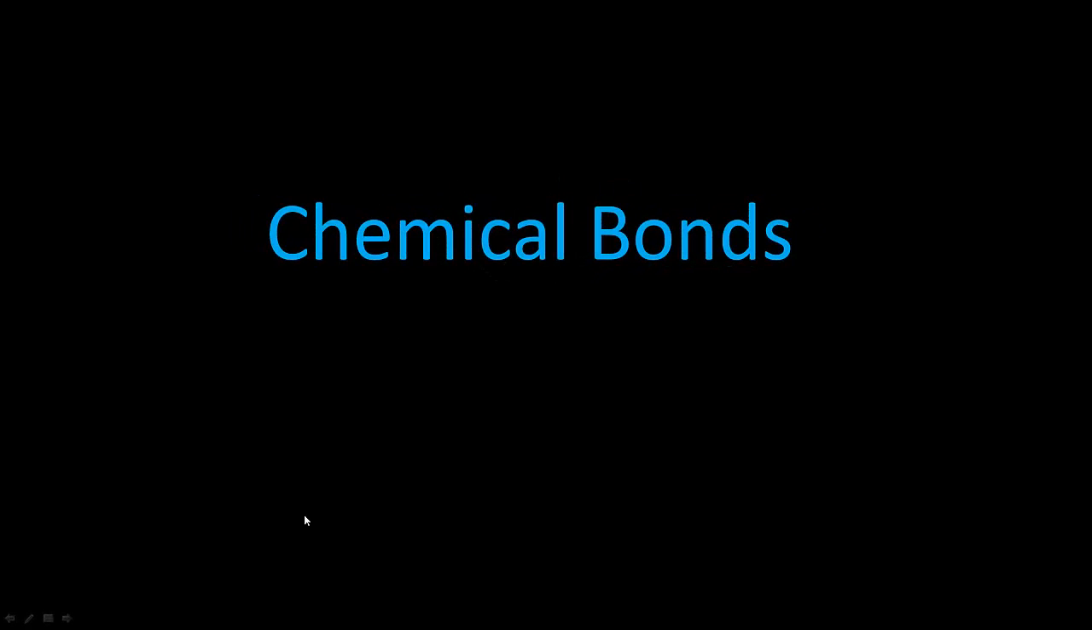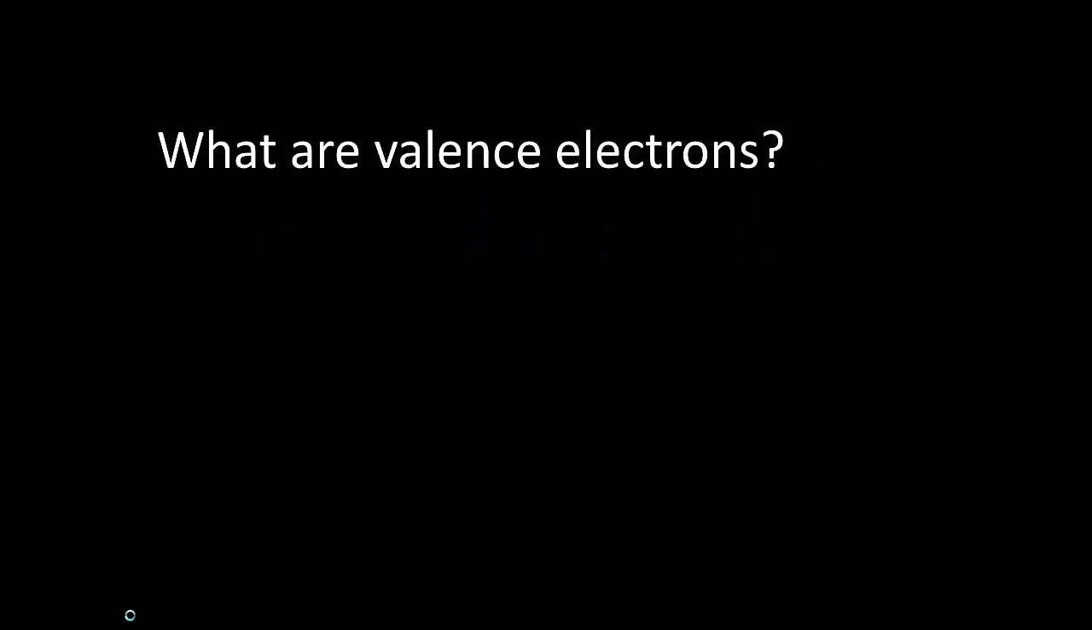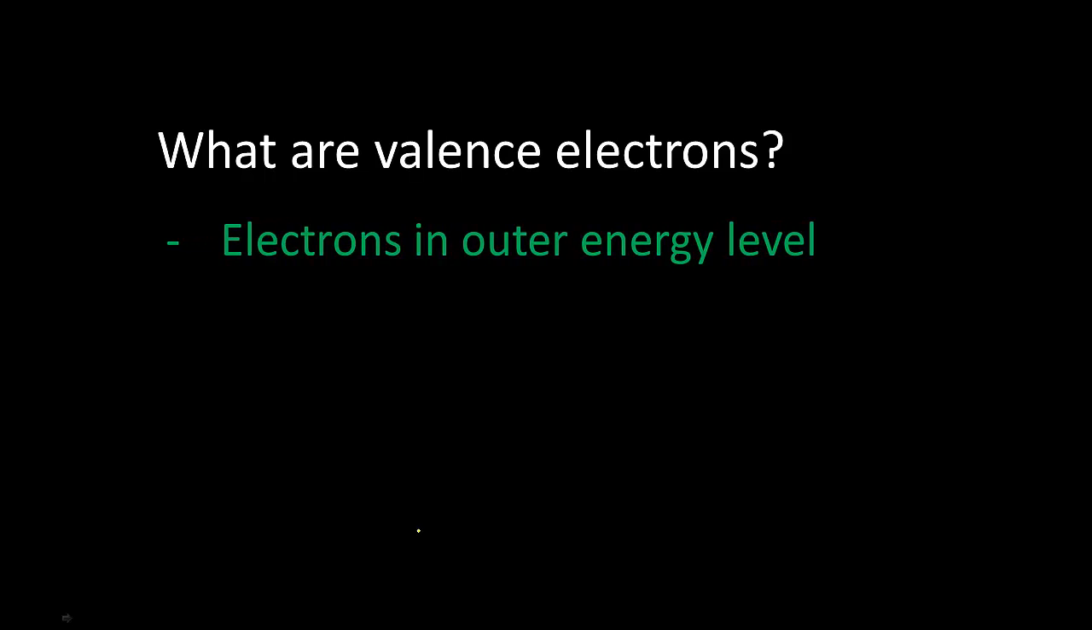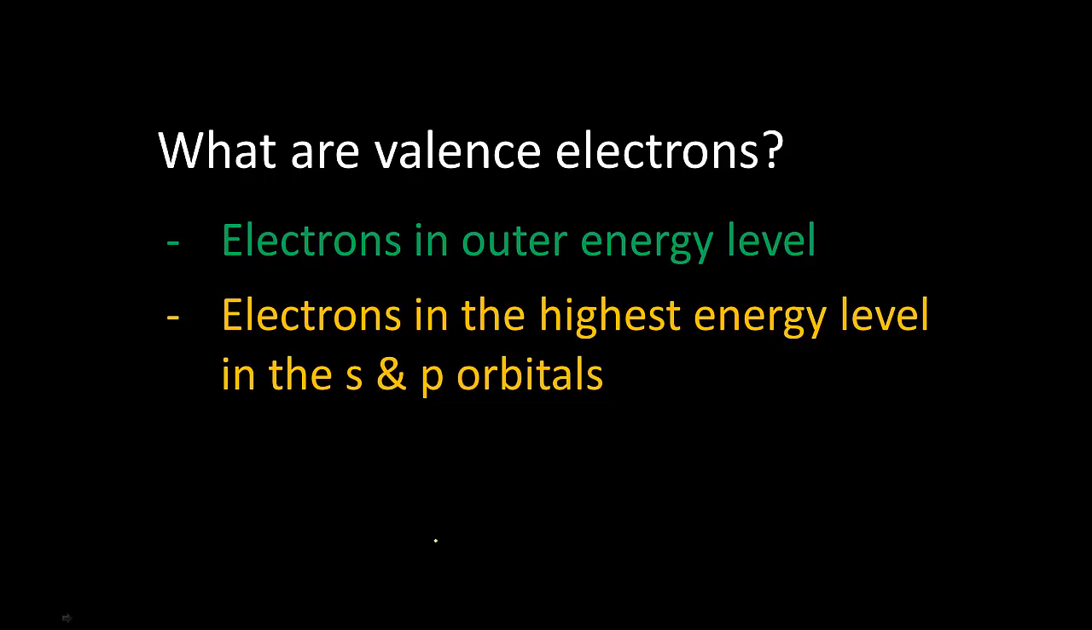Okay guys, today we're going to talk about chemical bonding. Valence electrons have a lot to do with chemical bonding. So, what are valence shell electrons? Valence shell electrons are the electrons in the outer energy level. Also, they are the electrons in the highest energy level that are in the s and p orbitals.